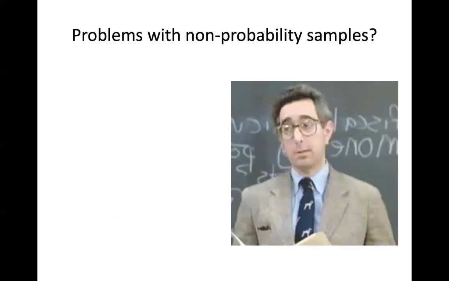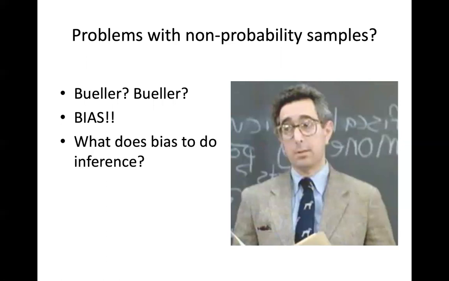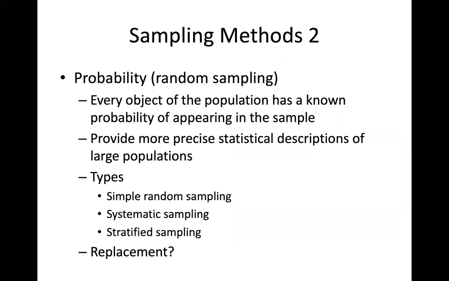But problems with non-probability samples, Bueller, bias, guys. What does bias do to inference? It makes it impossible, or makes it really, really hard. So whenever you have a biased process, you cannot make good, reasonable inferences to the population.